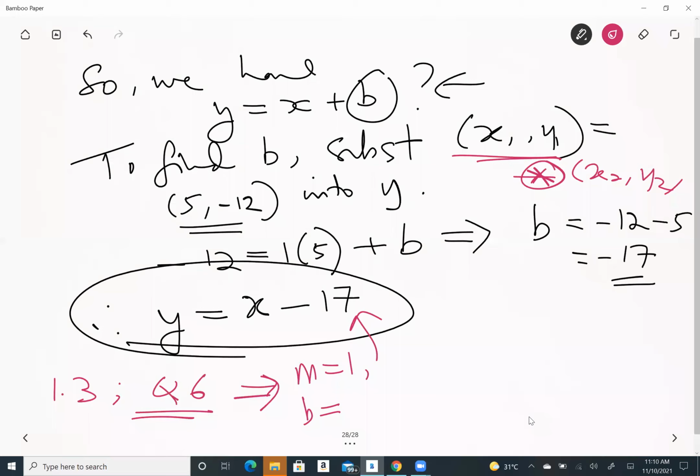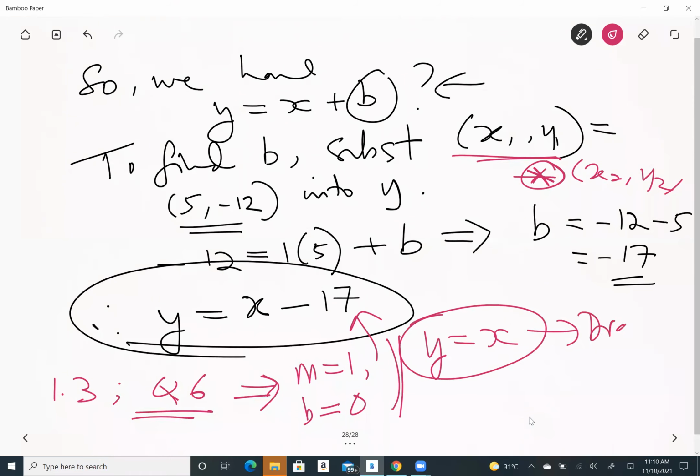So our equation will be y equal to x. Okay, so for question 6, we must know y equal to x. Draw the graph. Y equal to x is quite a special function. Normally we have y equal to mx plus b, but here b is equal to 0. So you get y just equal to x, and the slope is 1.